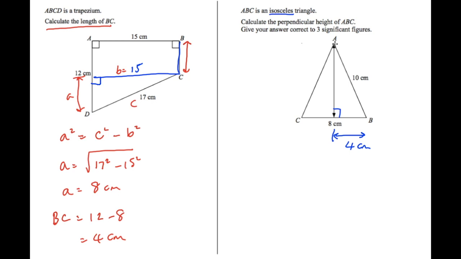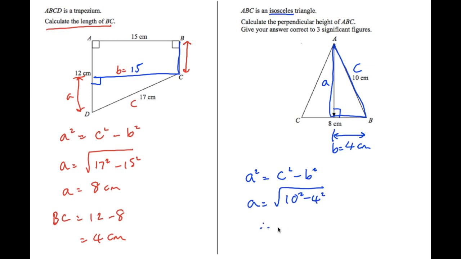Well, that's easy enough. We've now got this right angle triangle. There's the right angle. Opposite the right angle is the hypotenuse. We are looking for, let's call that side A, and we have got side B. So A squared is equal to C squared minus B squared. A is equal to the square root of 10 squared minus 4 squared. So therefore, A, which is the perpendicular height of ABC, is equal to 9.17 centimeters to 3 significant figures.